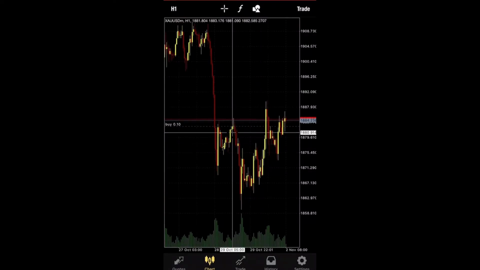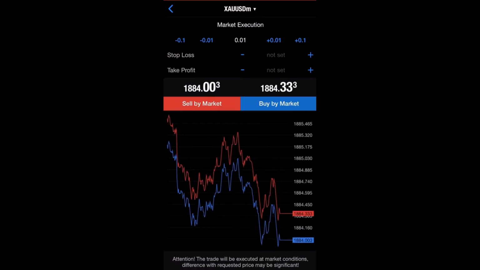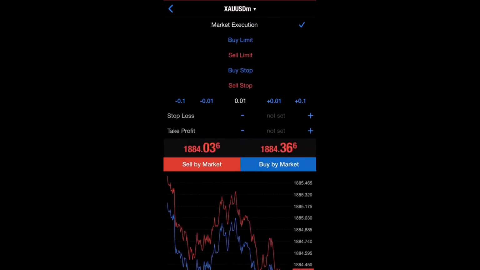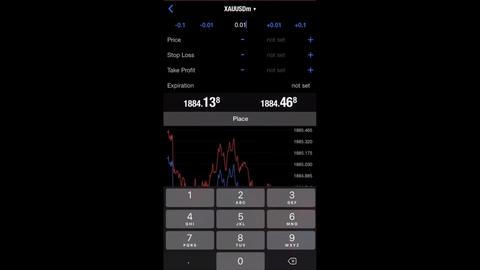Click on the trade on the top right corner. Then, click on the market execution on the top. As we said, we want to buy, so click on the buy limit. Now, decide your lot size according to your account size or equity. I will take 0.20 for my account.